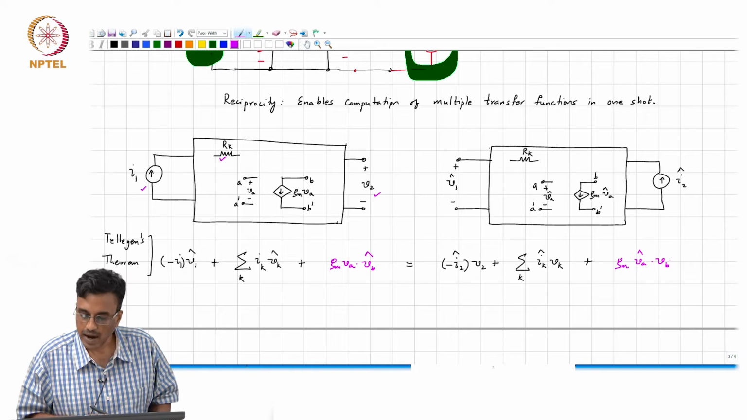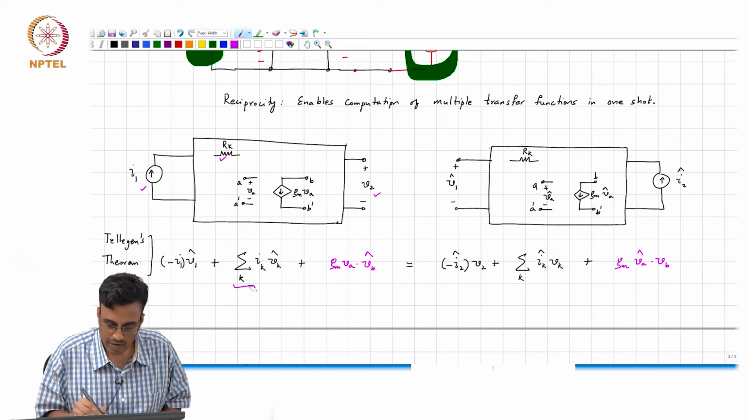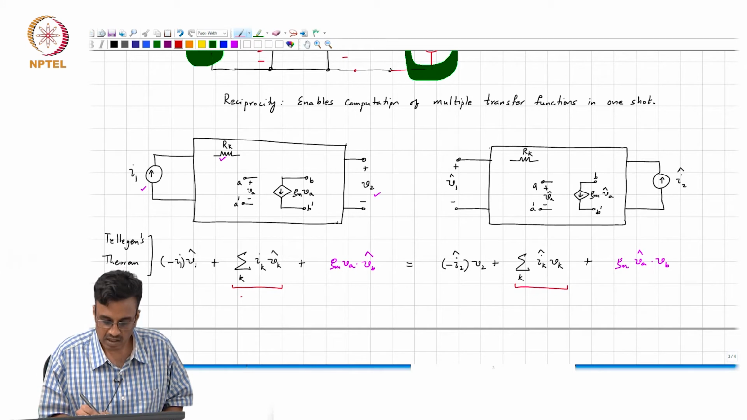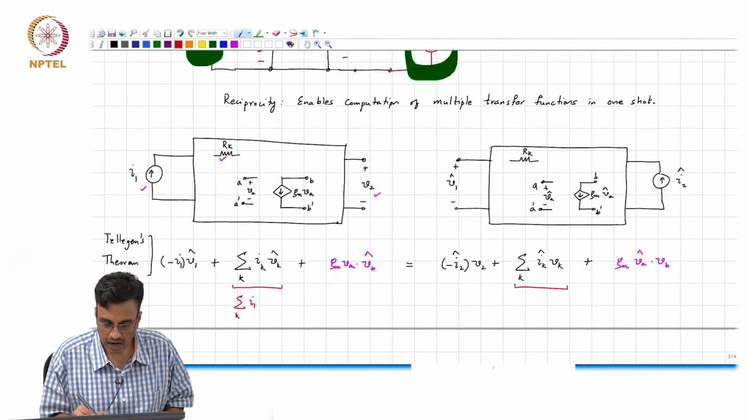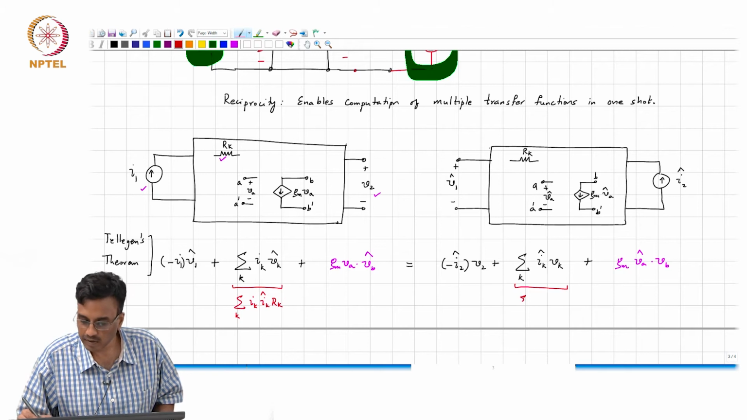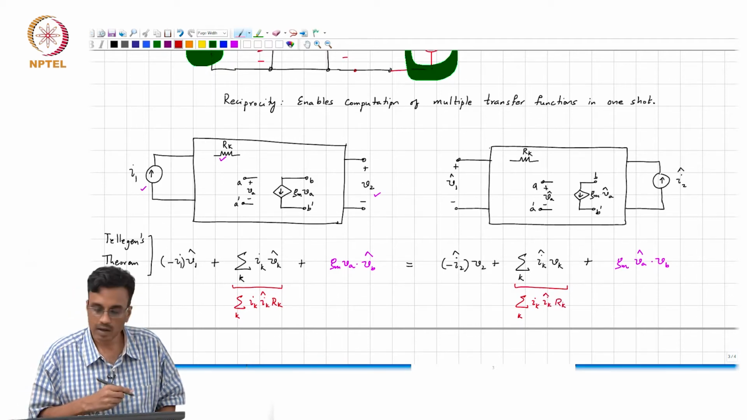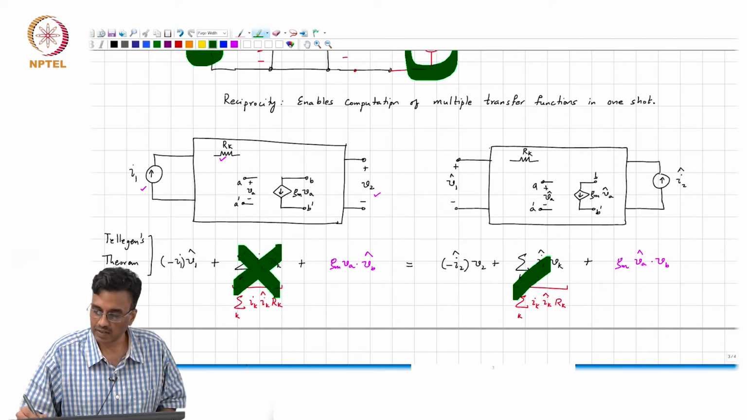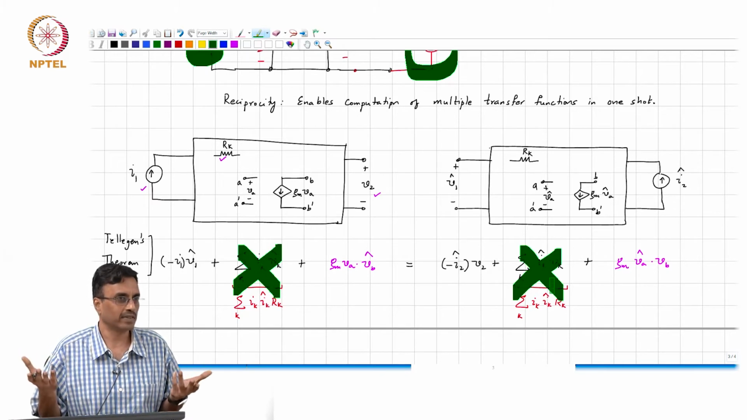okay. And what comment can we make about this character and this character? This is simply nothing but the sum over k of ik hat times rk, and this is the sum over ik hat times rk, okay. So what comment can we make about these two quantities? They cancel like before, no surprise, correct?